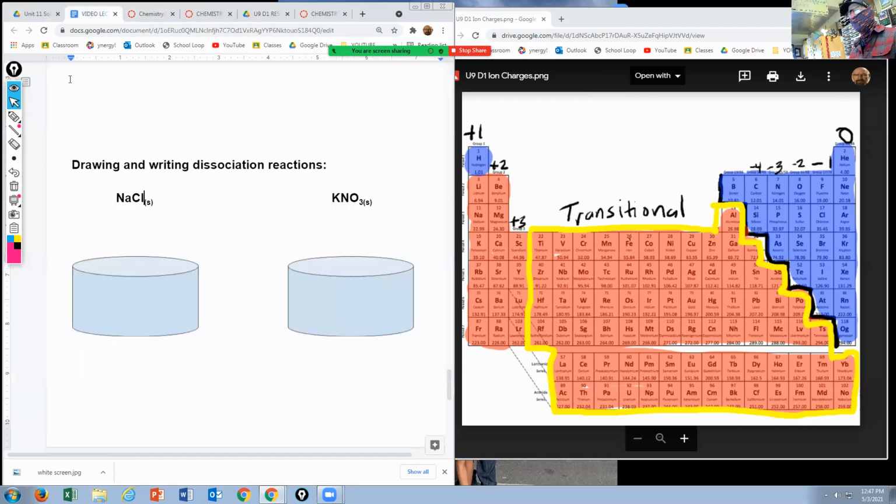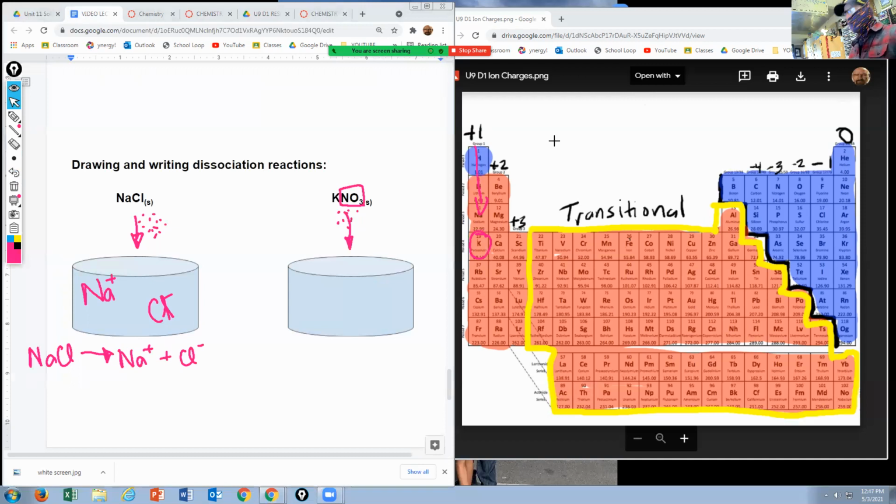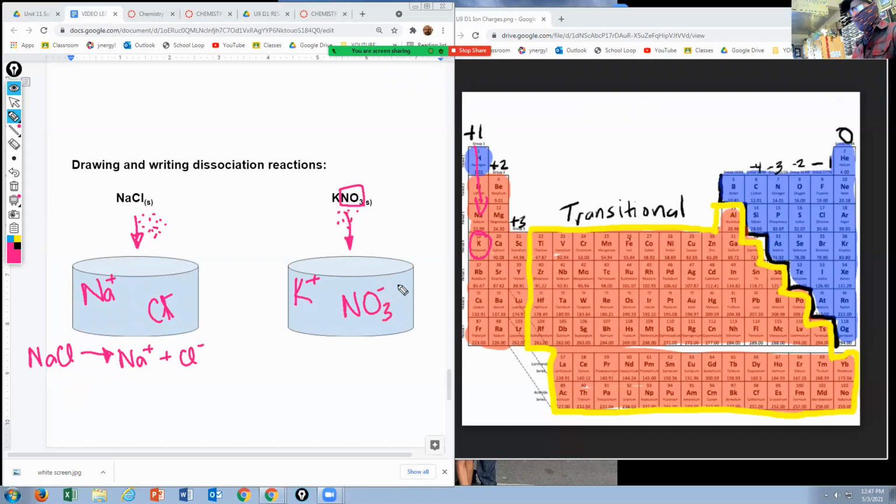And that one ion, this one here, is going to break apart into K+, because there's one K, and NO3-. So this will break up into K+ and NO3-. That's how this will disassociate, all right?